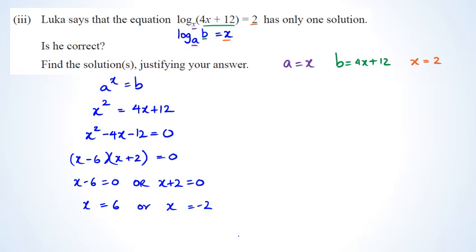Now, here's the thing though. When we go back to the question, we have log base x. Now that base has to be positive. It can't be negative. So you have to say x has to be positive, because a base can't be negative, and therefore x equals 6 is the only solution.